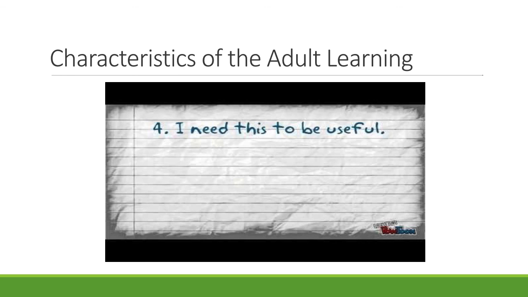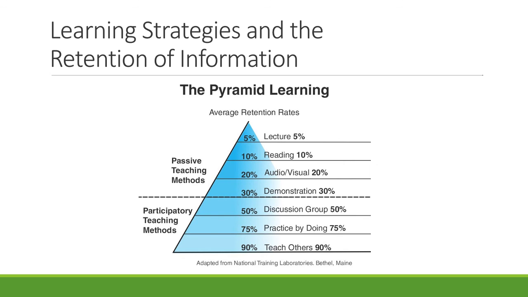When you think back to the introductory video that you saw before we began here, more than anything, recall that as far as characteristics of adult learning, adult learners need content to be useful. Remember this helpful pyramid of learning. Learning strategies and the retention of information are impacted most through participatory teaching methods. There's less retention when passive teaching methods are utilized. Remember to read your audience and apply the best learning strategies to the students with whom you are working.